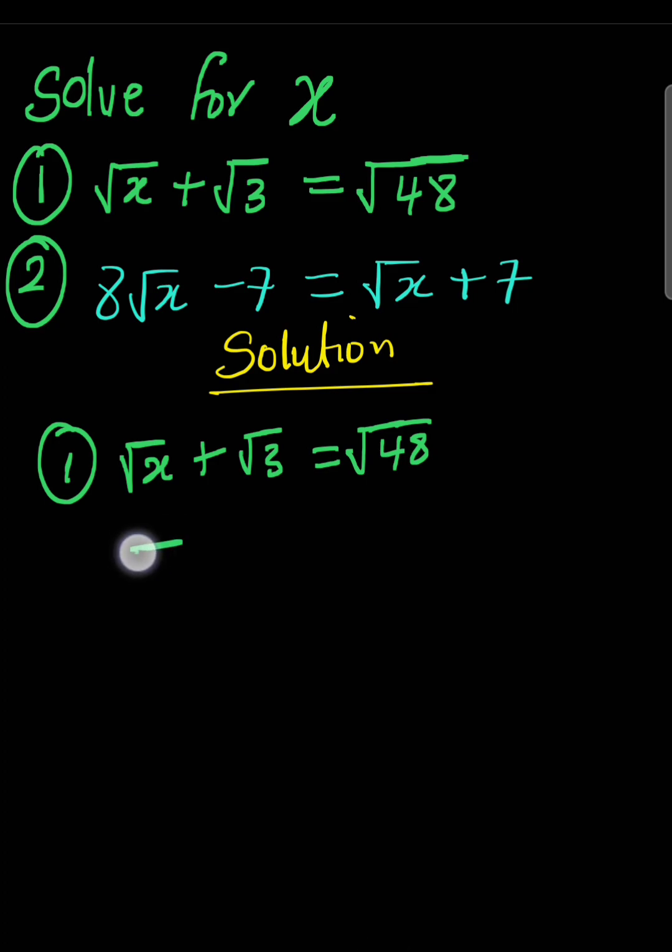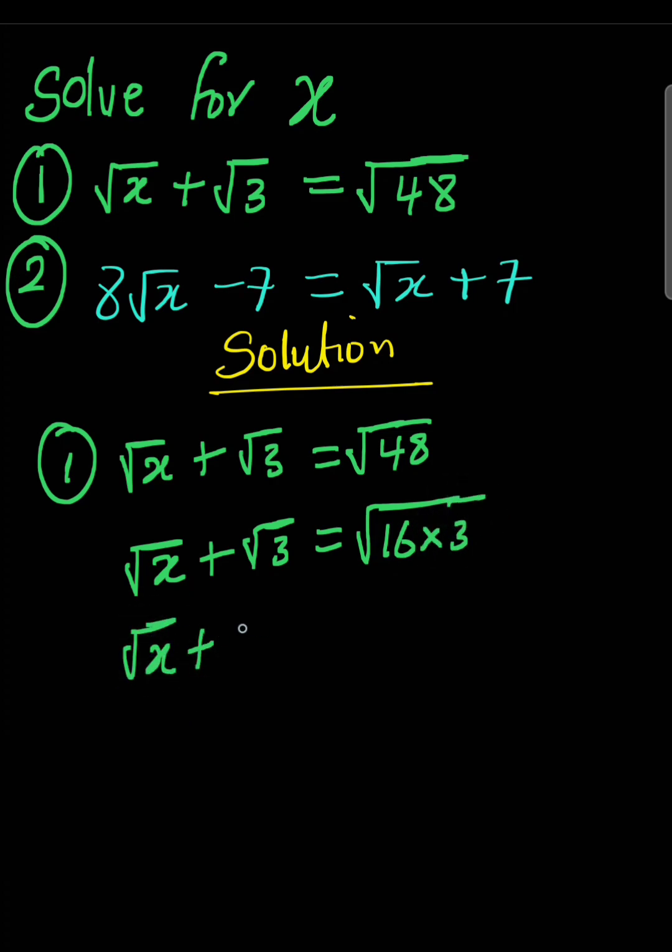So 16 multiplied by 3 is going to give us 48. Now in the left hand side, we still have square root of x plus square root of 3, which will be equal to the square root of 16 times 3. When you have a square root of two numbers multiplied together, we can take the square root separately. This is one of the multiplication properties of square roots. So the square root of 16 gives us 4. Then the square root of 3, 3 is not a perfect square, so we just leave it as root of 3.